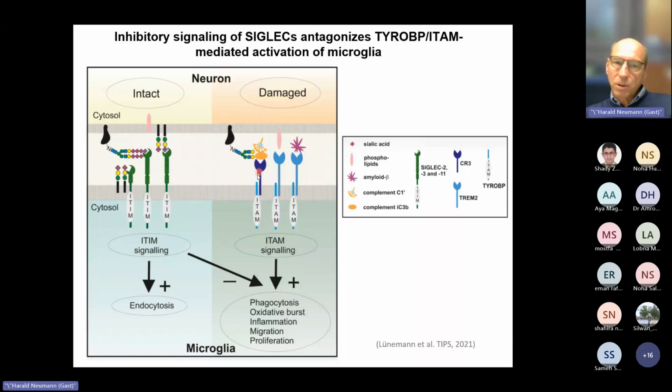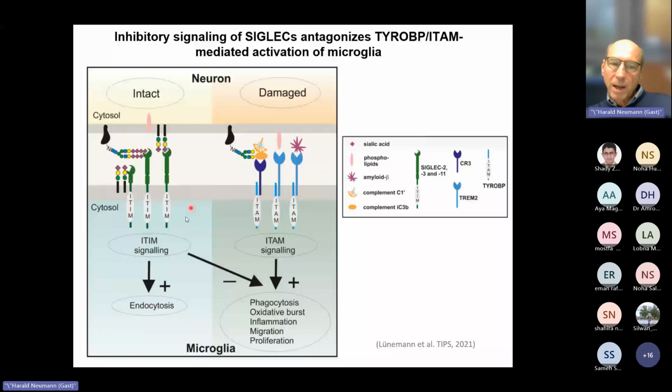The other activatory receptor is the complement receptor CR3, which can signal via TYROBP like TREM2, and it's recognizing the complement cascade, which apparently, as I mentioned, is active as soon as we have lost the sialic acid. So this is the schematic and the basics behind this inhibitory function of the CYCLACs in the system.